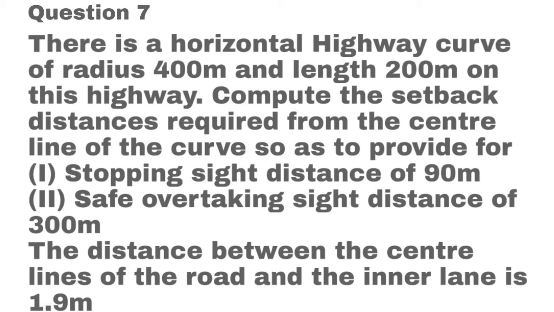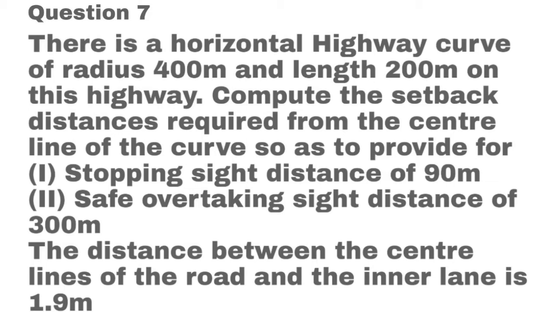The next question is related to setback distance. There is a horizontal highway curve of radius 400 meter and length 200 meter on this highway. Compute the setback distances required from the central line of the curve so as to provide for: first, the stopping sight distance of 90 meters, second, the safe overtaking sight distance of 300 meter. The distance between the center lines of the road and the inner lane is 1.9 meters.